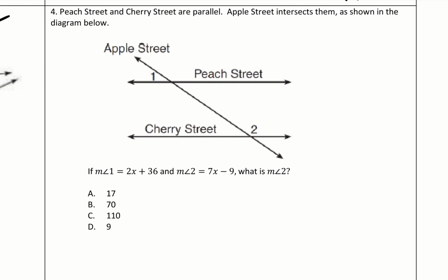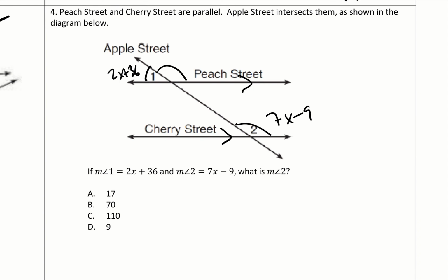All right, Peach Street and Cherry Street are parallel. Apple Street intersects as shown in the diagram below. If angle 1 is equal to 2x plus 36 and 7x minus 9 is angle 2, then what is angle 2? Well, these are parallel, and so these angles form a 180 pair, because if this and this add up to 180, we'll call that angle 3, then angle 3 and angle 2 are corresponding, so angle 3 is actually equal to angle 2. And therefore, since 2 is equal to 3, and 3 and 1 form a linear pair, adding up to 180, that must mean that 2 and 1 add up to 180.